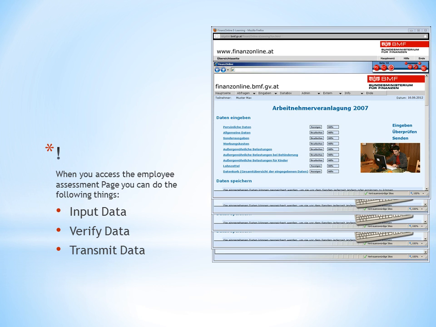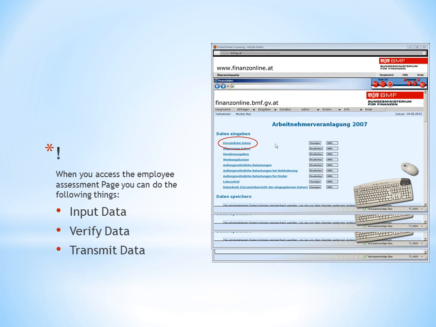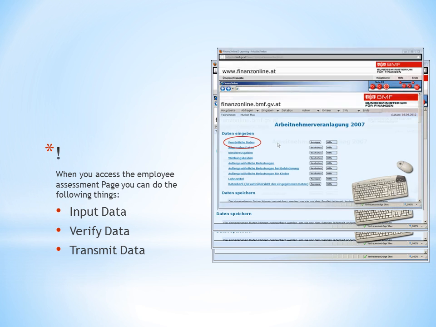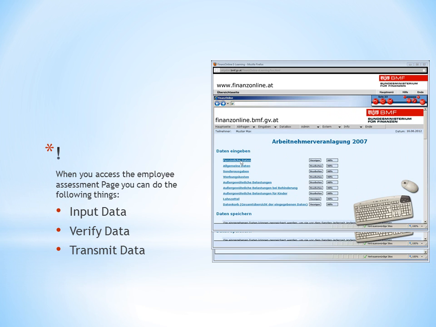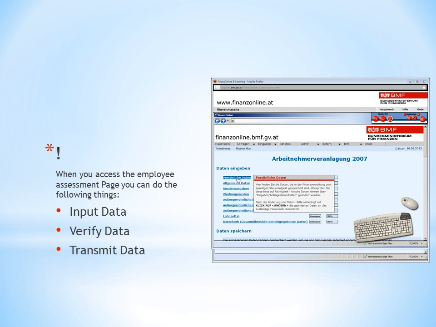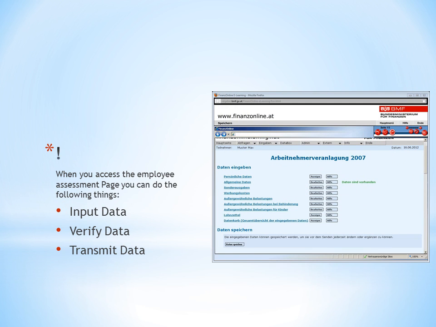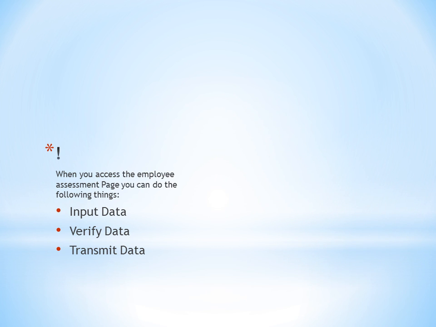When you access the employee assessment page, you can do the following things: input data, verify data, and transmit data. Especially you have different categories that you have to pass through. One would be the personal data, which you can enter, or you can take standard values or whatever. To get into these sheets, you have to push the highlighted button to change things. When they are changed, you will see the green note, following data are vorhanden.